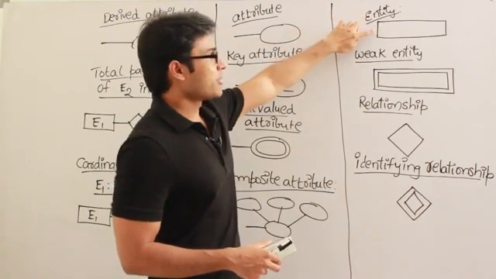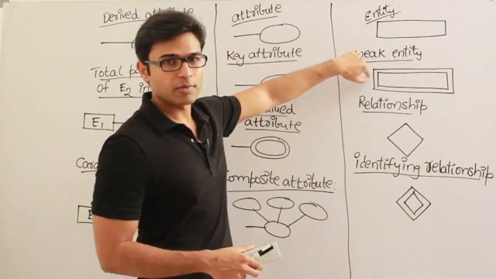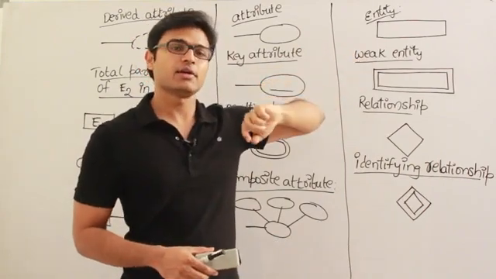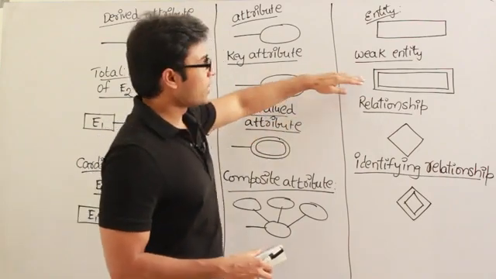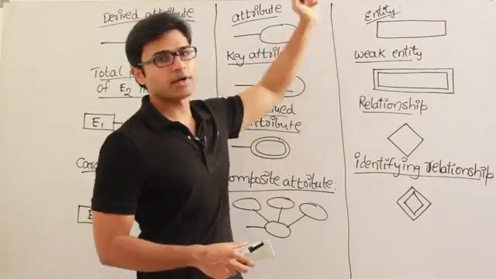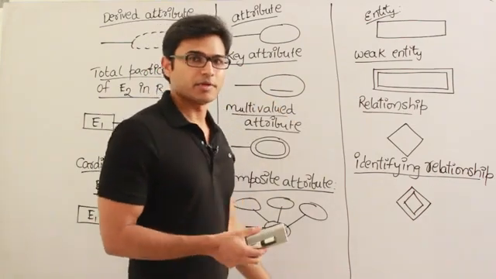Every entity is represented by a rectangle and every weak entity is represented by a double rectangle. What is the difference between entity and weak entity? In a weak entity we don't have a primary key, right? And a weak entity should always depend on the strong entity in an identifying relationship, with total participation.